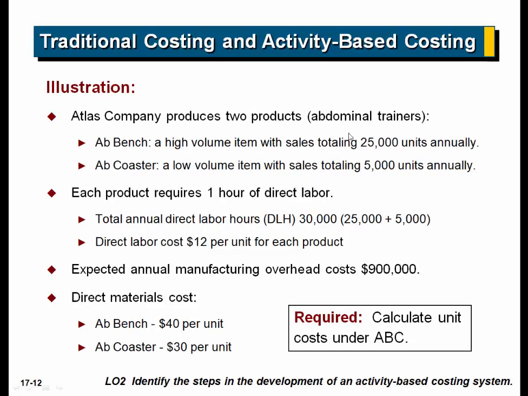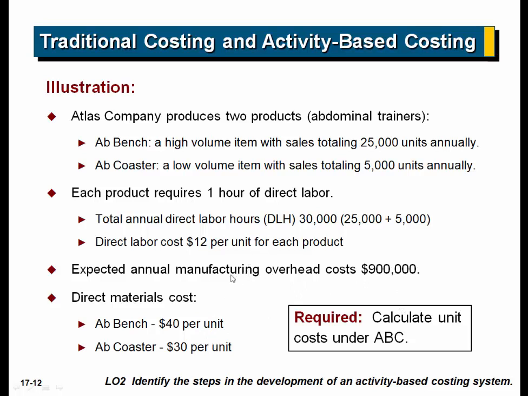Atlas Company produces 2 products, abdominal trainers, the ab bench and the ab coaster. And you can see the units here, 25,000 and 5,000. So there's a big difference between those two. And it says each product requires 1 hour of direct labor. So they're going to need total direct labor hours of 30,000, and the direct labor cost is $12. So we know that you have $360,000 in direct labor. 12 times 30,000 is 360,000.